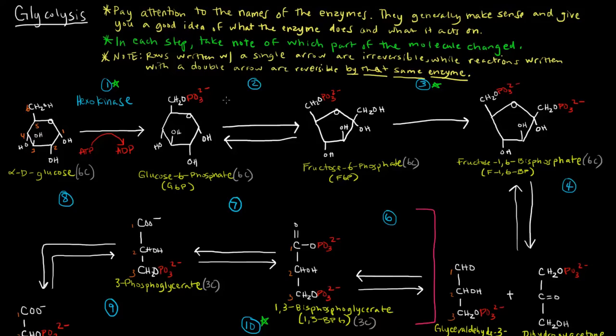The next step is catalyzed by phosphoglucose isomerase. So it's an isomerase. Now isomers have the same molecular formula, so we know that nothing is going to be added or removed from this glucose 6-phosphate. So all we're going to do is isomerize it. We're going to move it around, change the structure of it. It's an isomerase for a phosphoglucose. Well, this glucose has a phosphate on it, so it's a phosphoglucose isomerase.